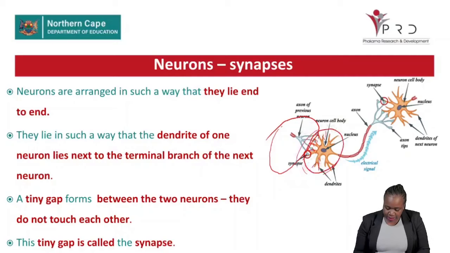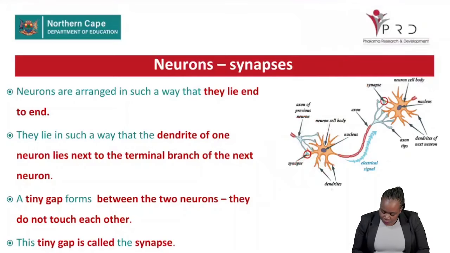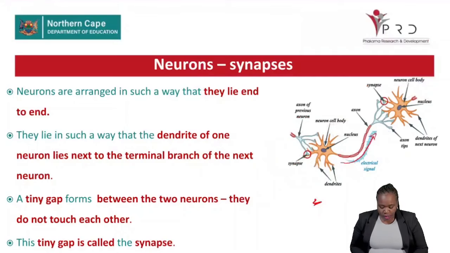As we can see, the dendrites of the second neuron are over there, right? So now it is going to move away from the cell body again of the second neuron to the axon terminals of the second neuron, as we can see. So this is the direction in which impulses travel through a neuron, right?